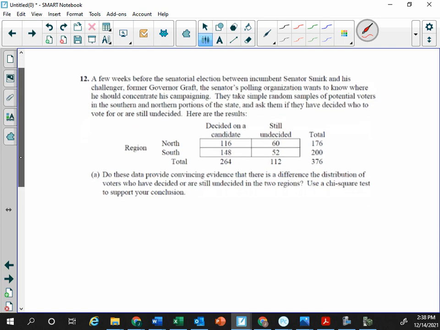All right, so we've got an election coming up. Senator Smirk and Governor Graft. So they took a simple random sample of potential voters in the southern and northern portions of the state and asked them if they've decided who they're voting for or still undecided. So we've got all of our information there.